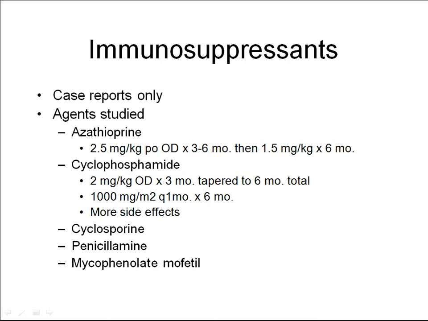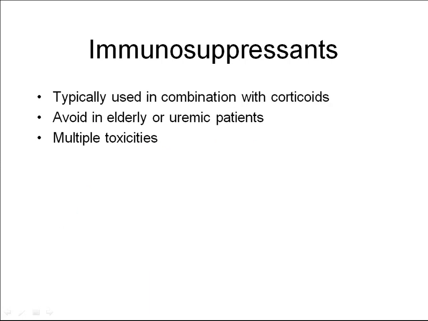Cyclophosphamide at 2 milligrams per kilogram daily, tapered over a 6-month total course. Cyclosporin, penicillamine, and mycophenolate mofetil. Immunosuppressive therapy is typically used in combination with steroids, but should be avoided in elderly and uremic patients because of its multiple toxicities.